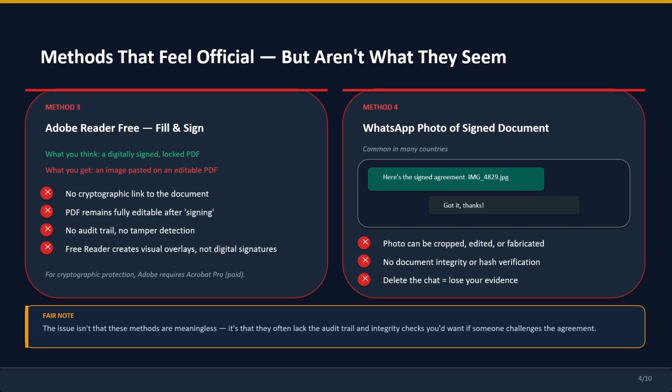Method four is WhatsApp photos. Now, this is enormously common in India and many other countries. Your client signs the physical contract, takes a photo, and sends it via WhatsApp.